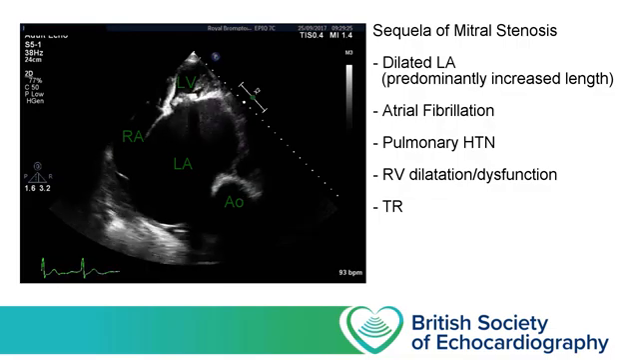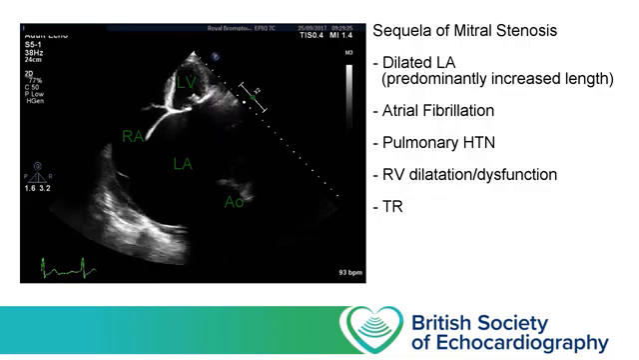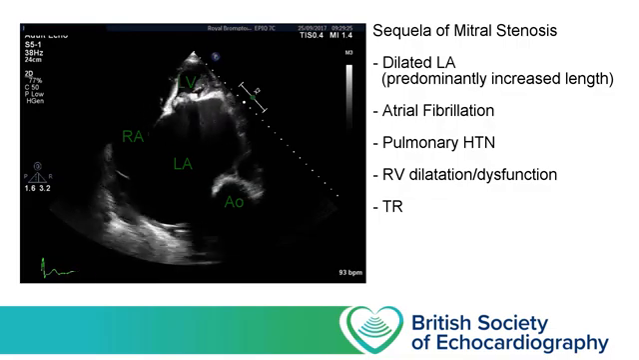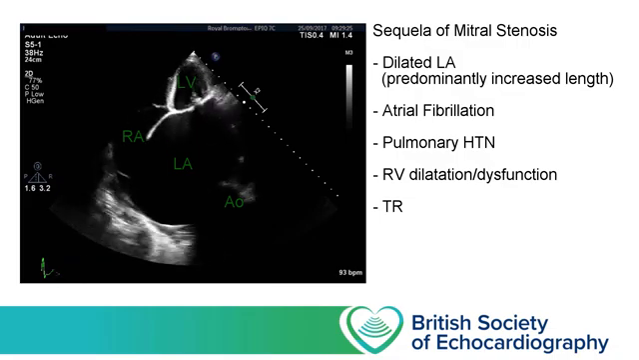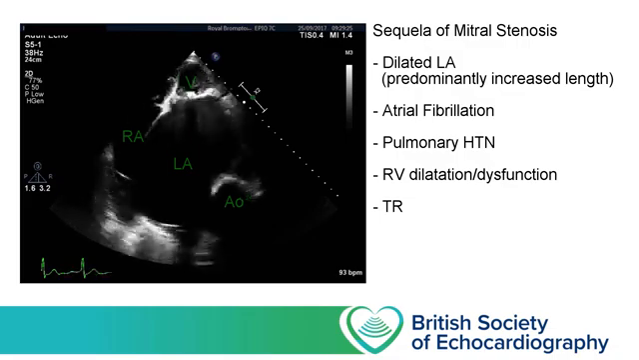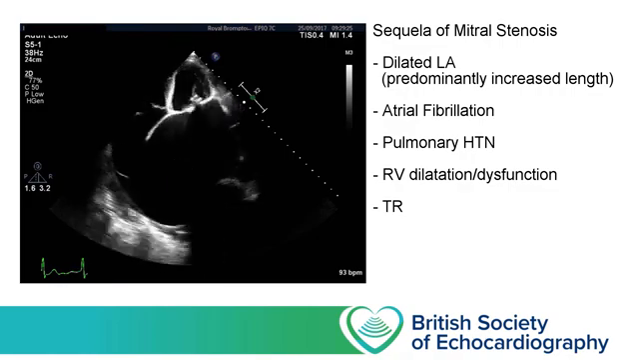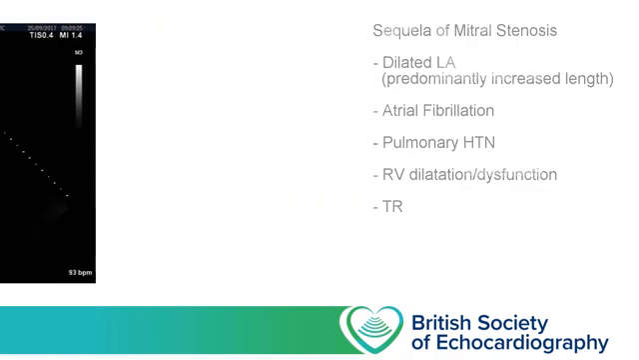If left unchecked, mitral stenosis may lead to pulmonary hypertension, and so the echocardiographer should look for and comment on the presence of RV dilatation, hypertrophy of the RV free wall, and whether or not there's any reduction in RV systolic function. Okay, so let's turn our attention to mitral regurgitation.